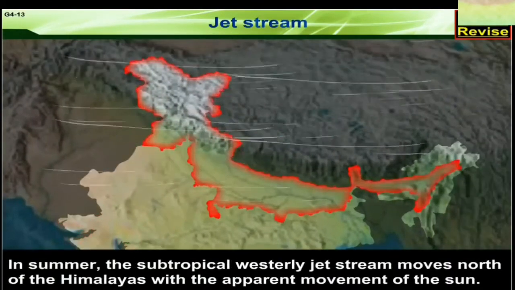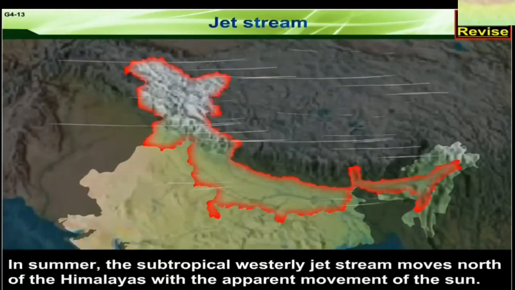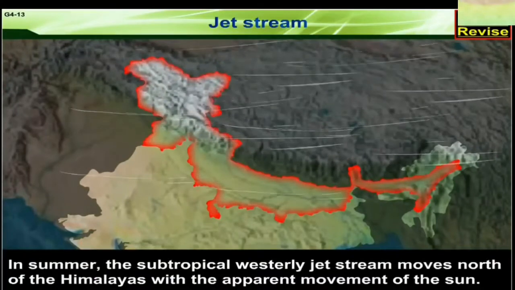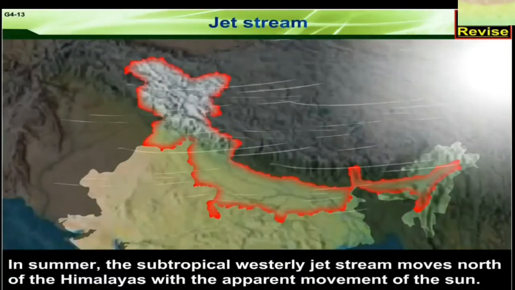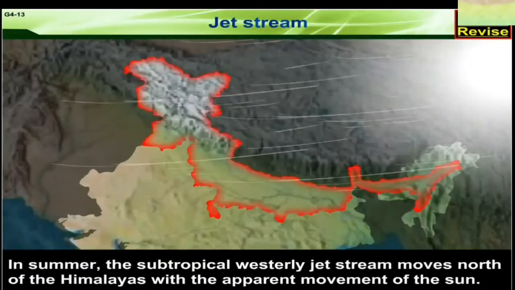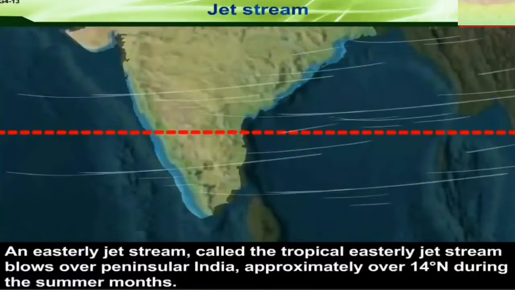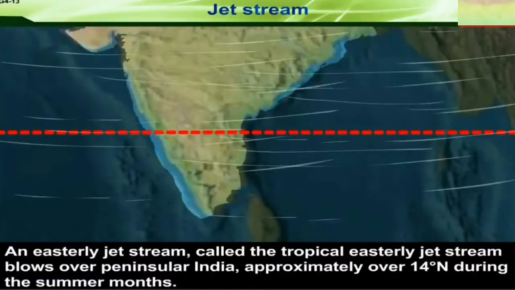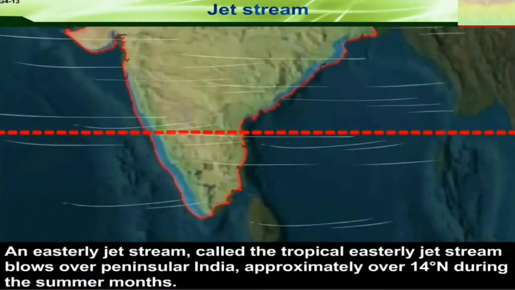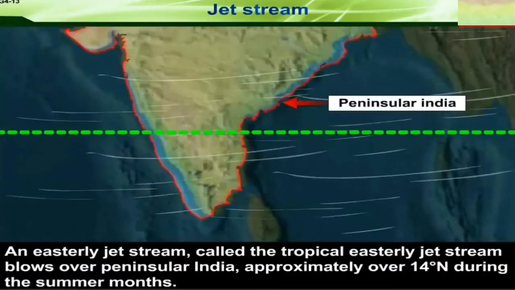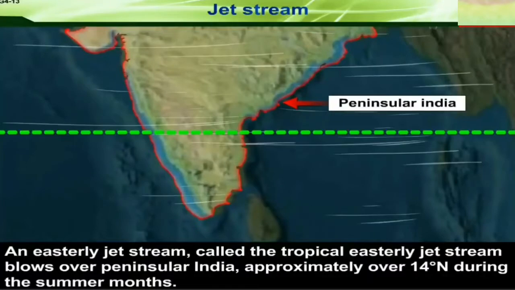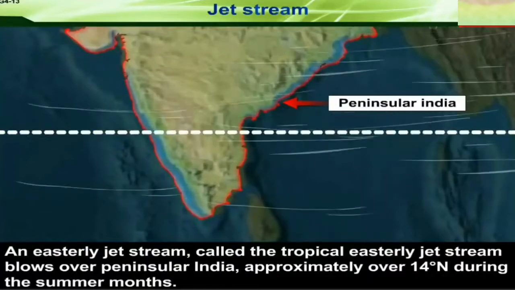In summer, the subtropical westerly jet stream moves north of the Himalayas with the apparent movement of the sun. An easterly jet stream, called the tropical easterly jet stream, blows over peninsular India approximately over 14 degrees north during the summer months.